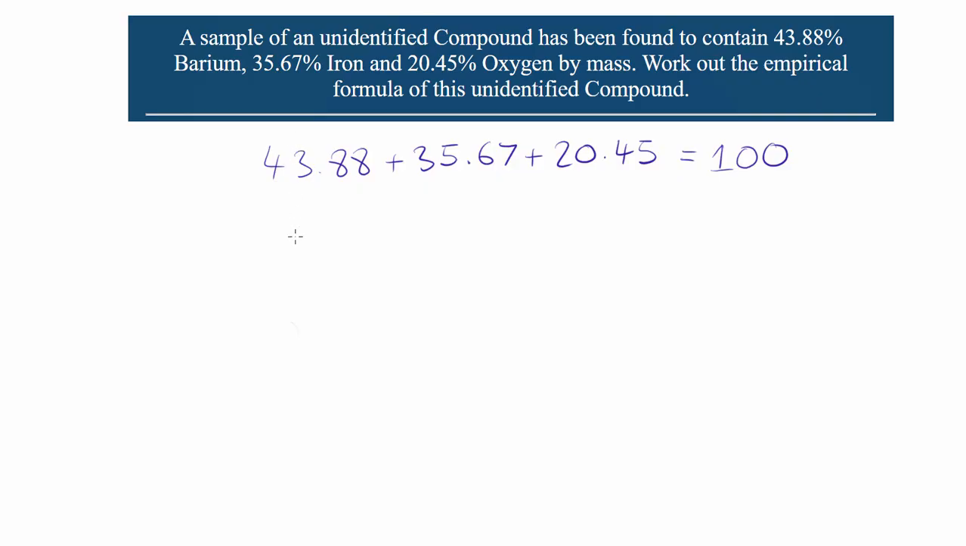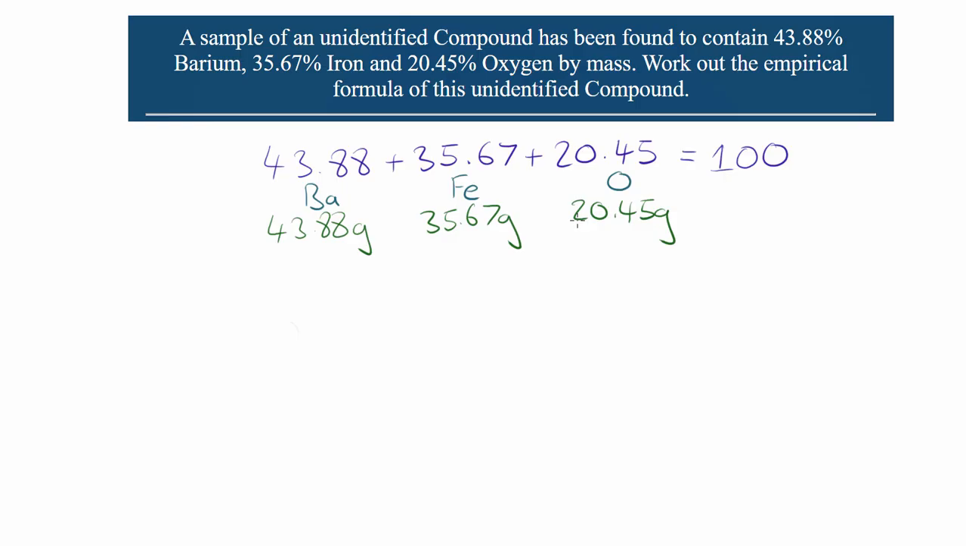So for barium, this would mean that the mass of barium in the compound is 43.88 grams, right? And then for iron, similarly, this would be 35.67 grams, and for oxygen, it would be 20.45 grams. Let me just put the element symbols here: barium, Ba, iron, Fe, oxygen, O.